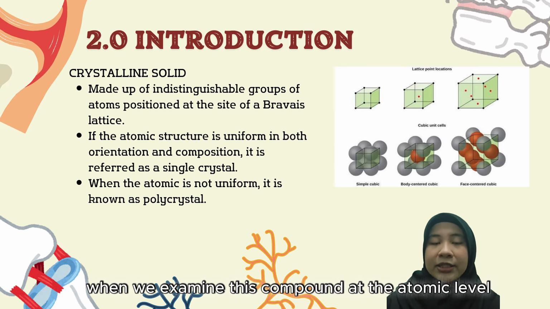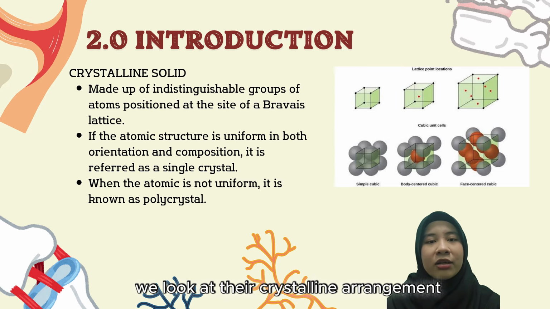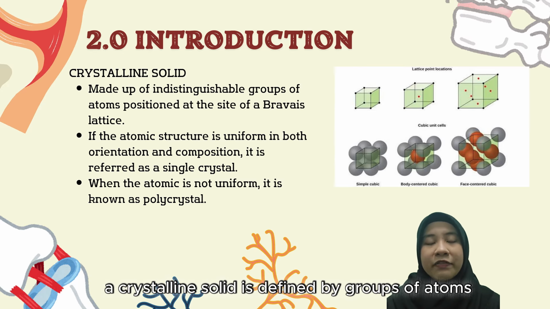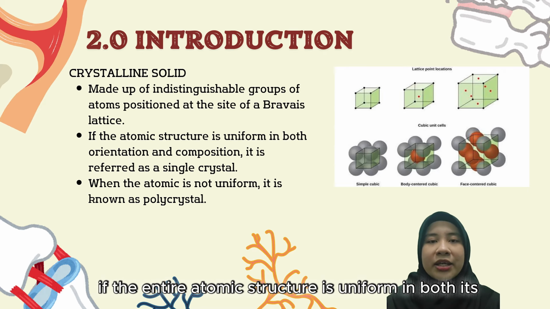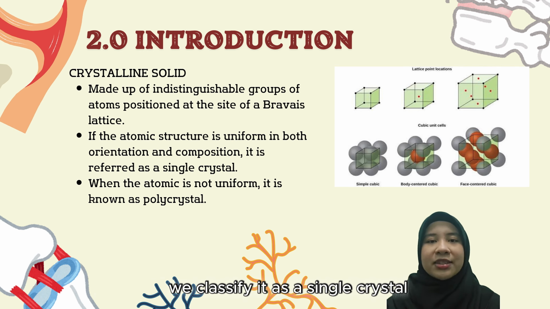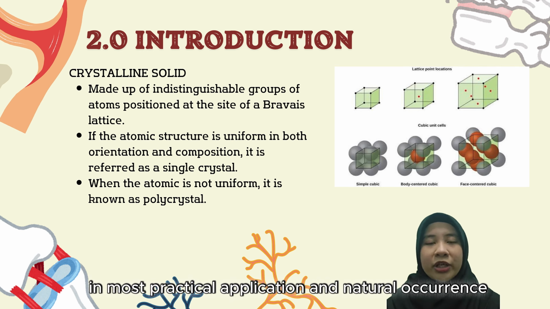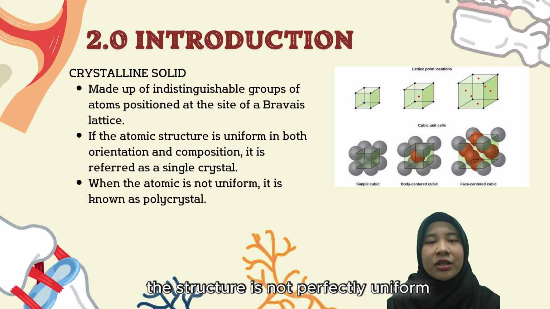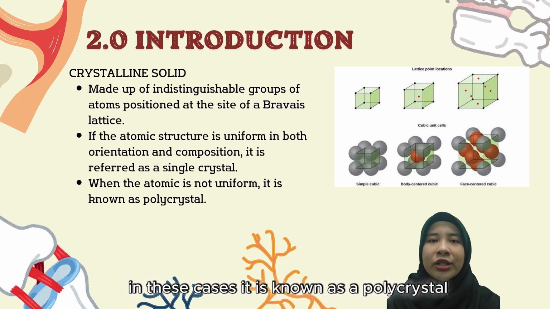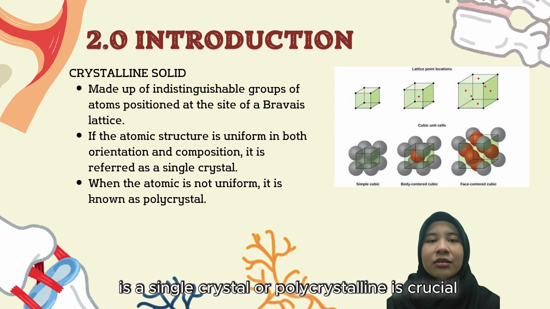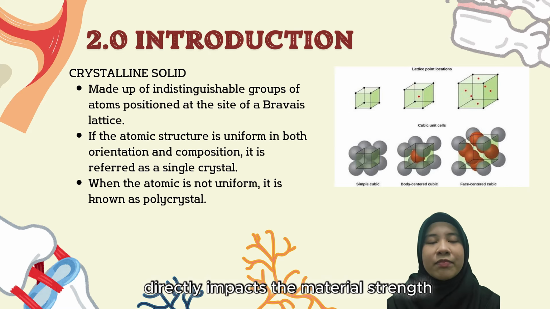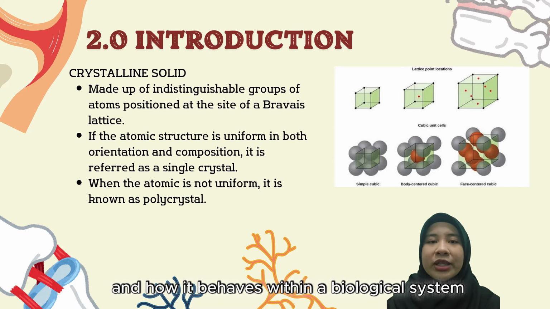When we examine this compound at the atomic level, we look at their crystalline arrangement. A crystalline solid is defined by groups of atoms positioned precisely at the sites of a Bravais lattice. If the entire atomic structure is uniform in both its orientation and its composition, we classify it as a single crystal. However, in most practical application and natural occurrence, the structure is not perfectly uniform. In these cases, it is known as a polycrystal. Understanding whether a calcium phosphate sample is a single crystal or polycrystalline is crucial, as this structural difference directly impacts the material's strength and how it behaves within a biological system.